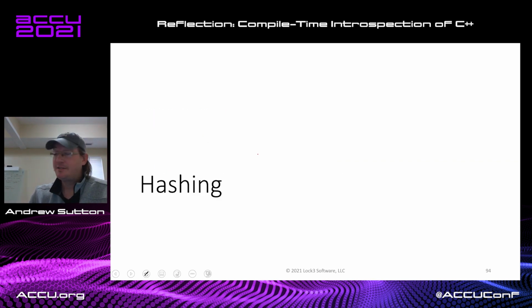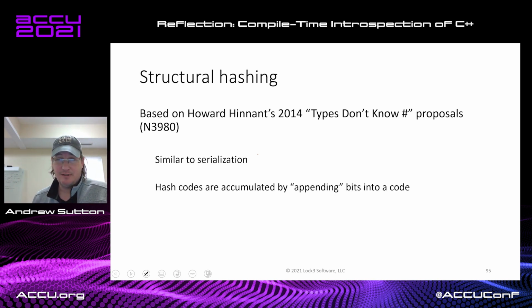Okay, so how much time do I have left? A fair amount. So I'm going to talk about hashing as my second example. I'm going to talk about it really quickly. Specifically, I want to talk about Howard Hinnant's 2014 proposal, types don't know hash, because I like this proposal a lot. It's great. It appeals to the generic programmer in me. And the fact that it's related to serialization is just a happy coincidence.